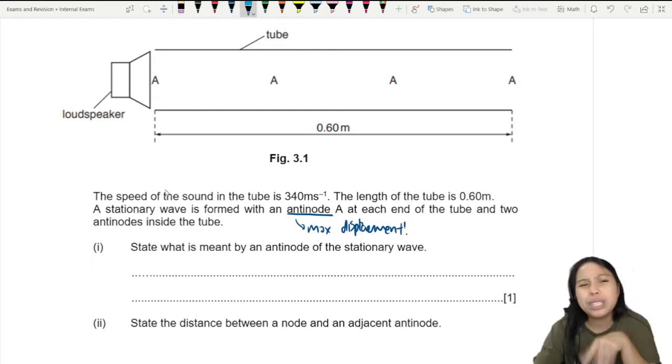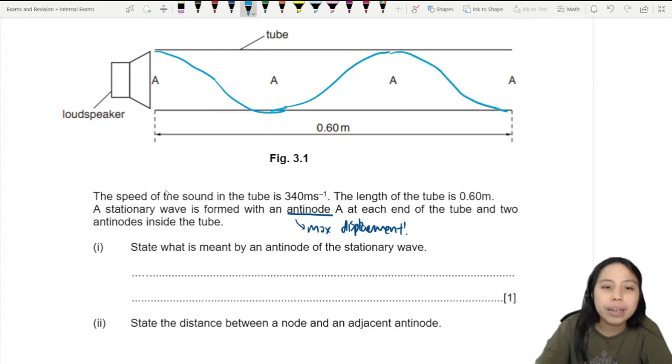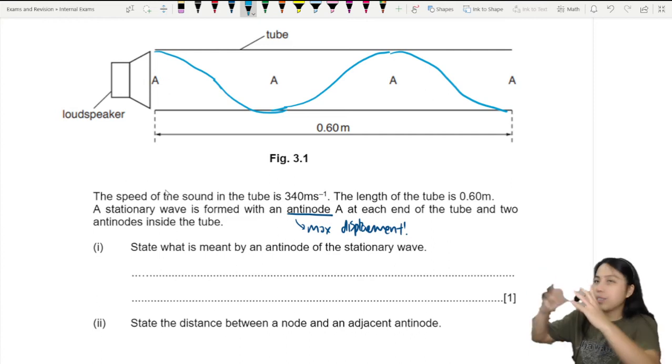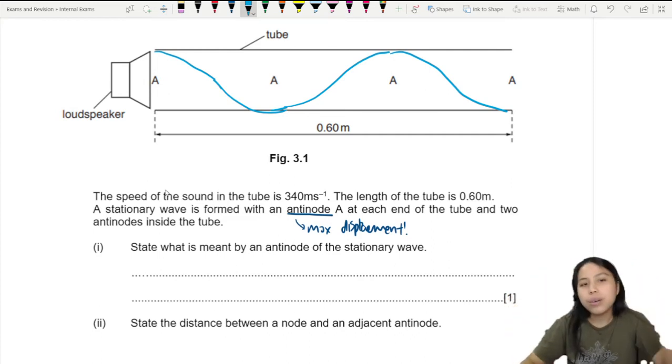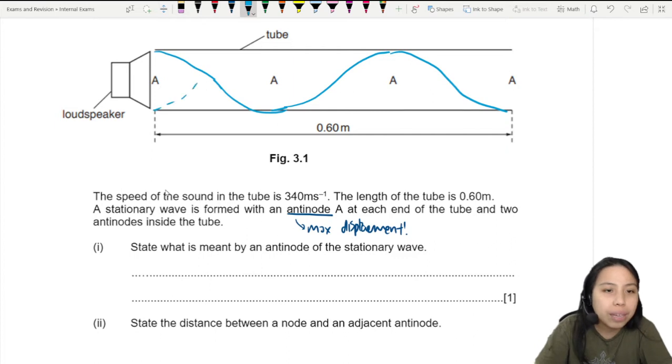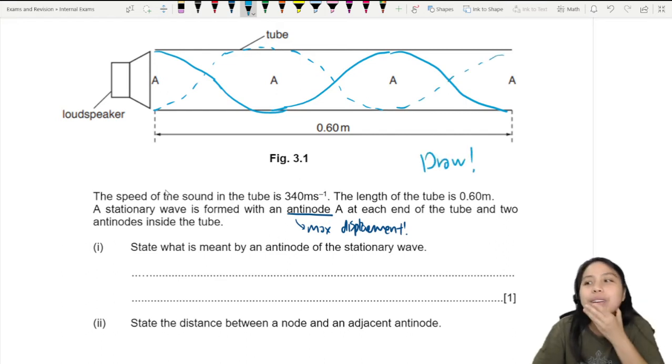So if you want to draw, it should look something like this. Okay, antinode means lots of displacement. And this wave here is going to be dancing up and down like this. So to show this motion, we add a dotted line to say, oh, maybe a short time later it would be in this dotted line position. So that's how it would look. It's good practice to learn to draw a stationary wave.